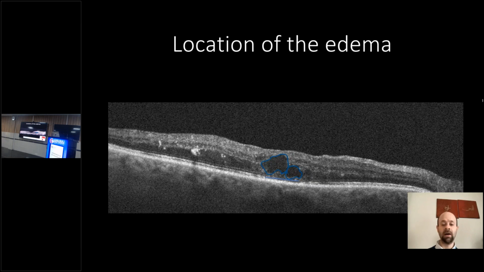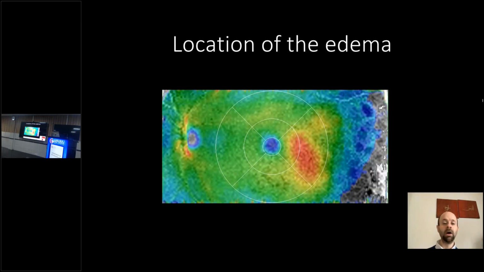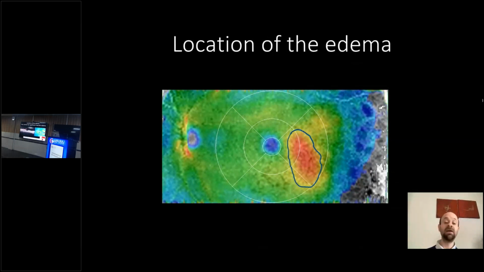As in this example, we can see how the edema is located along with hard exudates outside the center. This is the topography of the same patient, showing us the increased macular thickening involving both the inner and outer fields, and it is more than one disc size. This is how we deem a clinically significant non-central diabetic macular edema.